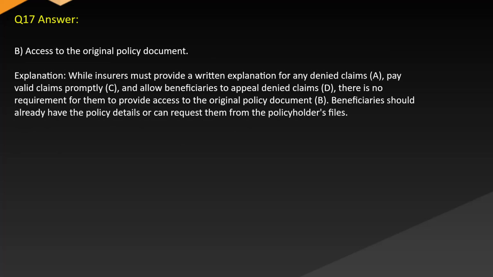Answer B. Access to the original policy document. Explanation: while insurers must provide a written explanation for any denied claims, they pay valid claims promptly. C. And allow beneficiaries to appeal denied claims. D. There is no requirement for them to provide access to the original policy document. B. Beneficiaries should already have the policy details or can request them from the policyholder's files.